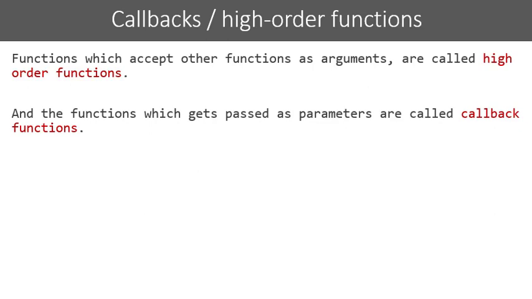In JavaScript, we can pass functions to other functions as arguments. The functions which accept other functions as arguments are called higher order functions. And the functions which get passed as parameters are called callback functions. Arrays have several methods which accept functions as parameters. These functions can be regular functions, anonymous functions, or arrow functions. We have already passed a comparer function to the sort method of the array.